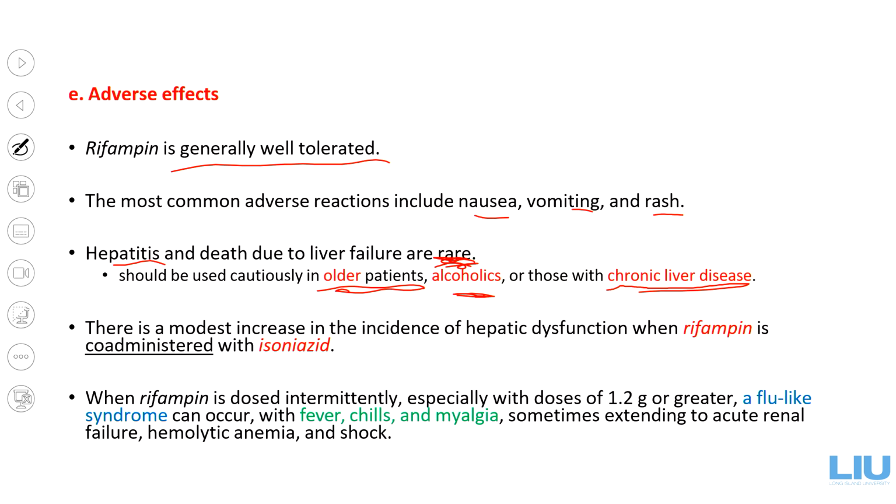Okay, and let's see. We talked about this already, combination. So when rifampin is dosed intermittently, especially for doses of 1.2 or greater, then you might see a flu-like syndrome with fever, chills, and myalgia. And sometimes it extends to acute renal failure, hemolytic anemia, and shock.